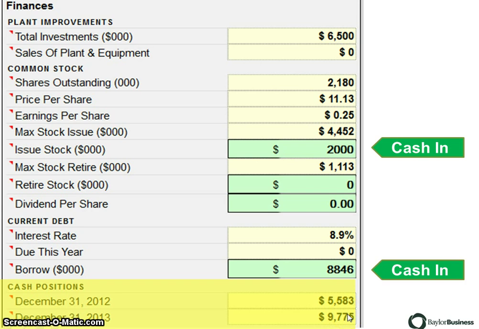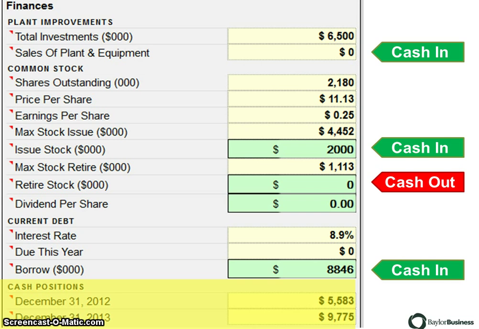Well, we have some cash coming in. For example, if we issue $2 million in stock, that's cash coming in, and we add that on top. If we borrow $8.9 million in current debt, that's cash coming in. Or if we sell plant and equipment, that's cash coming in. So we sell something, we get the cash from it. That's real cash coming in.